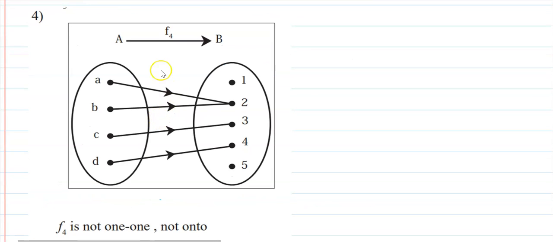Now the next. f4 हा फंक्शन ते डिफाइन केलेला आहे. आता a ची इमेज किती आहे तर 2 आहे, b ची पण 2 आहे. Therefore it is not 1 to 1, फर्स्ट थिंग. नेक्स्ट इथे जर बघितलं तर 1 has no pre-image in a. 1 हा कोणाचीच इमेज नाहीये, 5 पण कोणाचीच इमेज नाहीये. Therefore the given function is not 1 to 1 and not onto. f4 is not 1 to 1 and not onto.